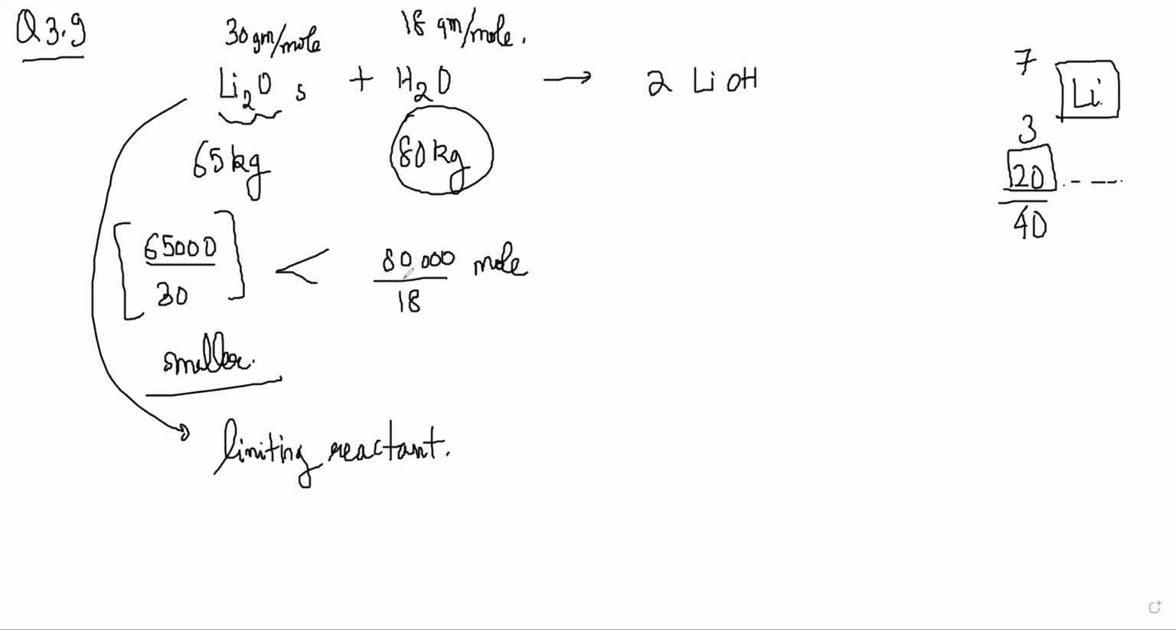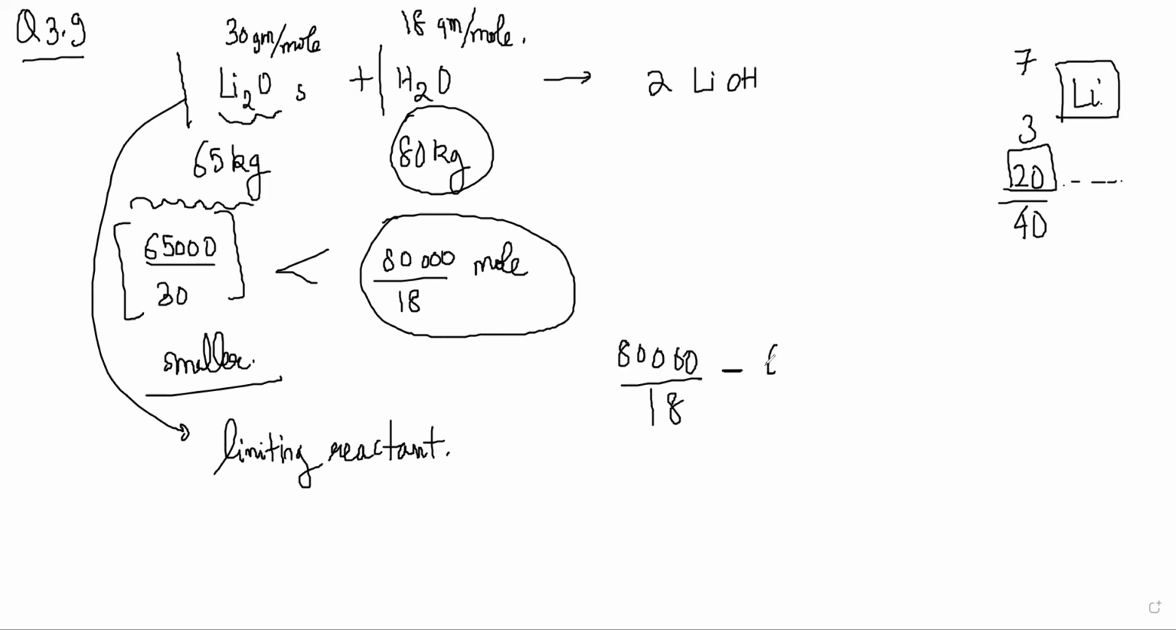Correct. So first, all of this will be consumed, right? All of this will be completely consumed. What will be left is, see, right now the ratio is 1:1, no? So what will be left is 80,000 by 18 minus 65,000 by 30. This is the number of moles of water that will be left.